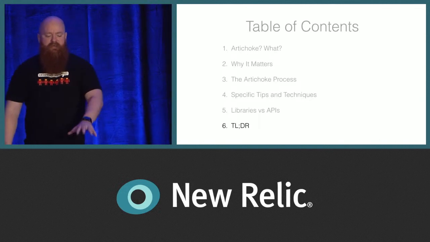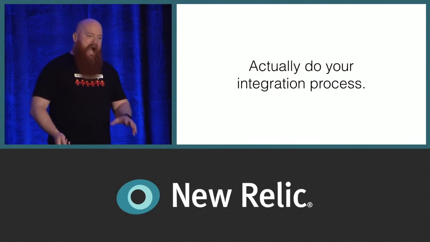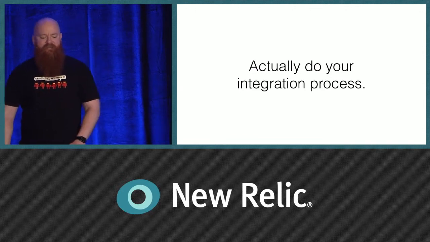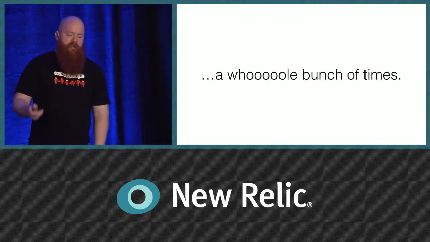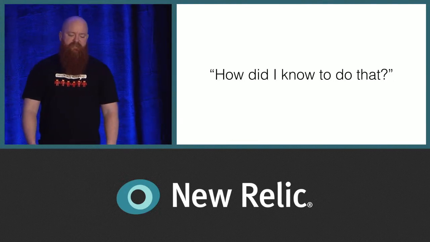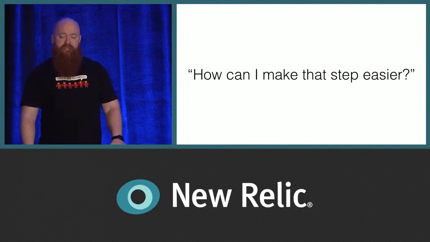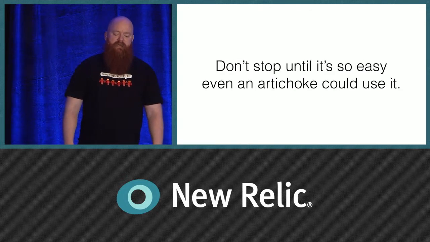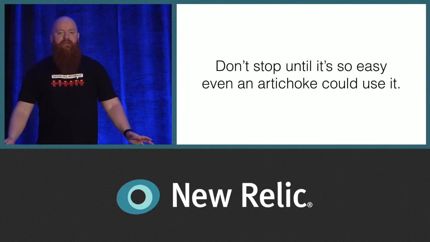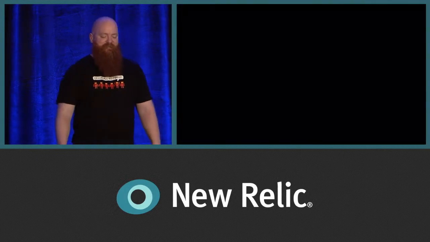All right. TLDR, let's wrap it up. What's the bottom line here? First off, and most importantly, you need to actually do your integration process at least once, but really you need to do it a bunch of times. At each step, ask yourself, how did I know to do that? How can I make that step easier? How can I eliminate that step completely? And you don't stop doing that until it's so easy that even an artichoke could do it, because let's be honest, we're all artichokes sometimes.